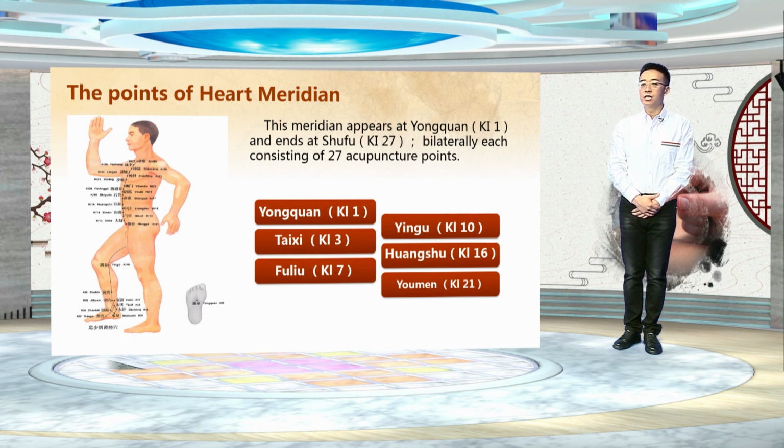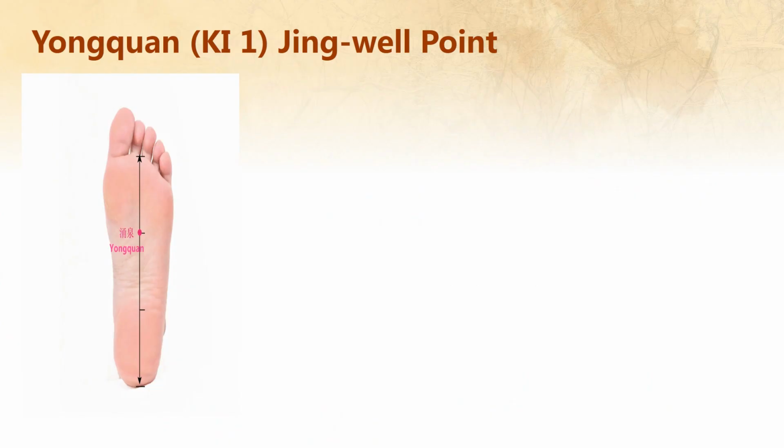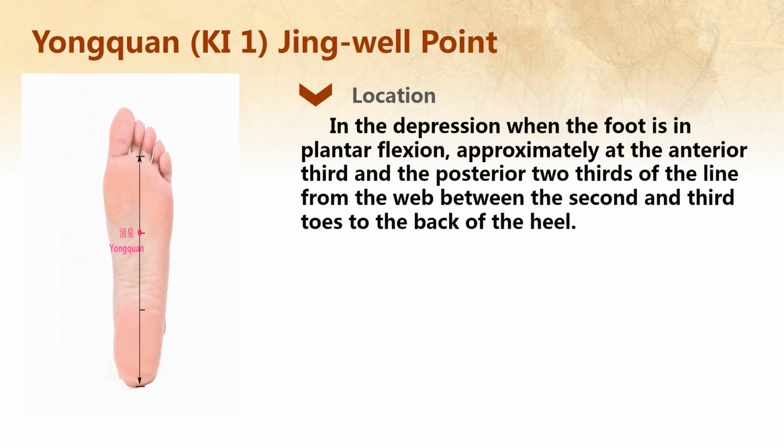Bilaterally, it consists of 27 acupuncture points. In this knowledge point, we are going to learn 6 acupoints commonly used. The first point is Yongquan. The acupoint is located in the depression when the foot is in plantar flexion, at the junction of the anterior third and the posterior 2/3 of the line from the web between the second and third toes to the back of the heel.